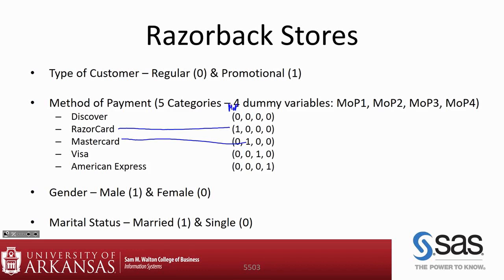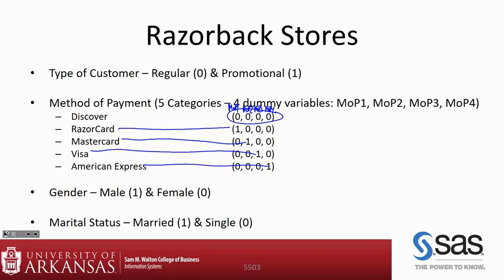here I have method of payment 1, method of payment 2, method of payment 3, and I'll do this a little bit better on the other slide. Method of payment 4. So I have 4 dummy variables in my 5 categories. Whichever one's represented with a 1. So discover, in this case, is represented by all zeros. Everybody okay with this?